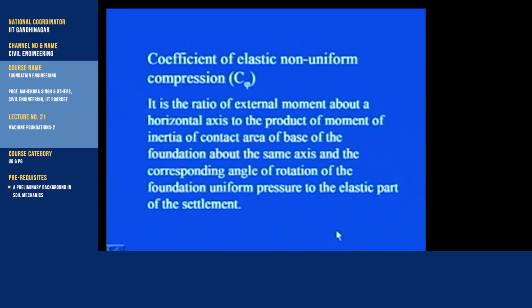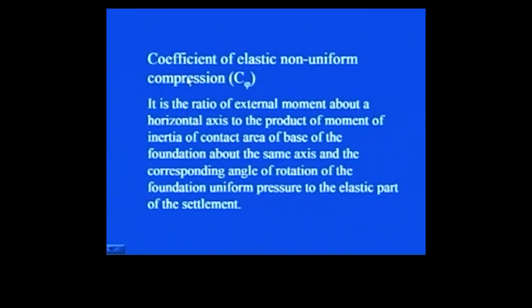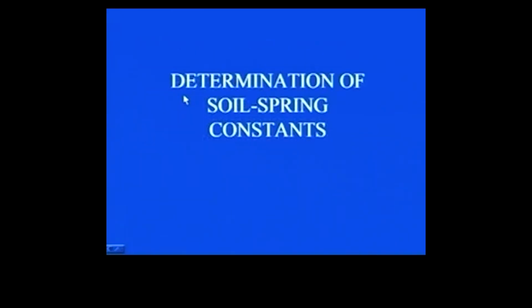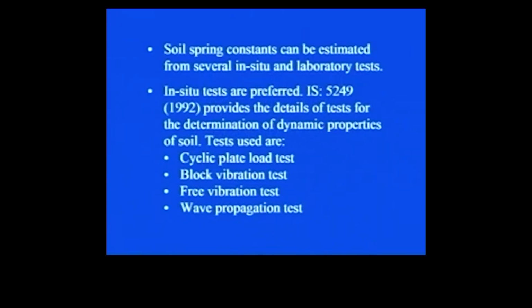As it was in case of the non-uniform shear, exactly in this case also it is subjected to external moment, but about a horizontal axis. So, you have to take the ratio as per this particular definition to obtain the coefficient of elastic non-uniform compression. Now, how can you determine these spring constants? Let us see how we can determine these equivalent soil spring constants.